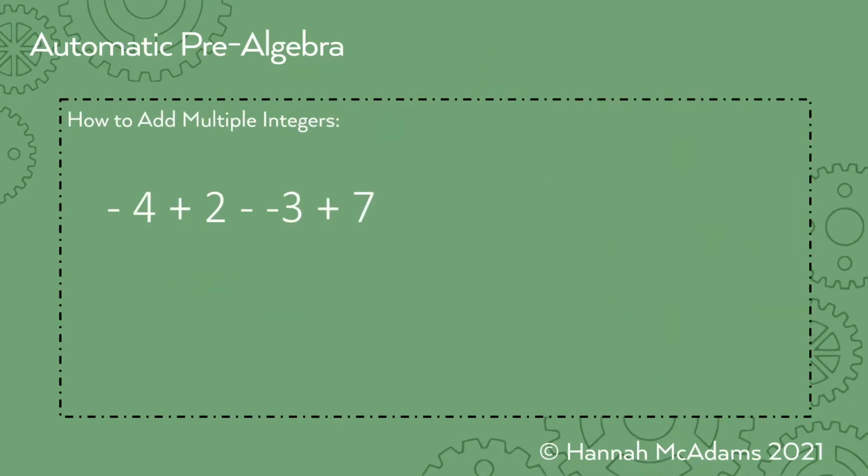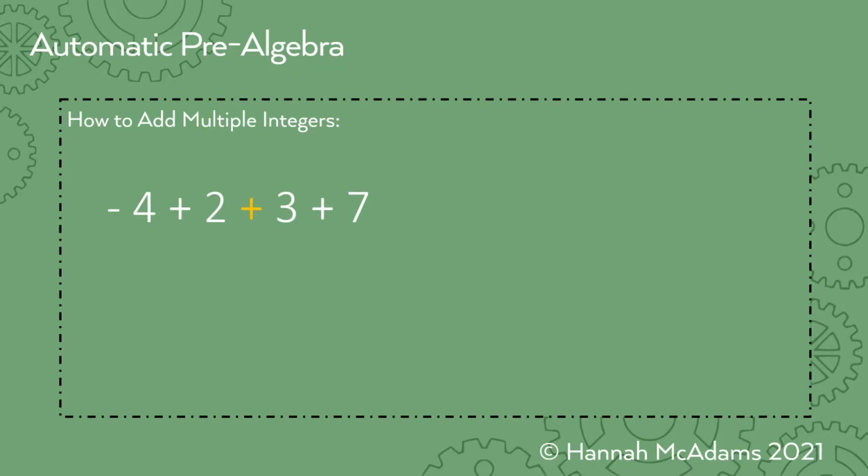All right, how to add multiple integers. This is also new as far as these lessons go. I know you've studied this a little bit before, but I want to go over it again. Here we have -4 plus 2 minus a -3 plus 7. The first thing we need to do is get rid of that double minus sign. Do you remember how to do that? Turn it into a positive.